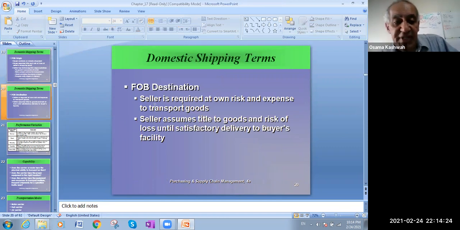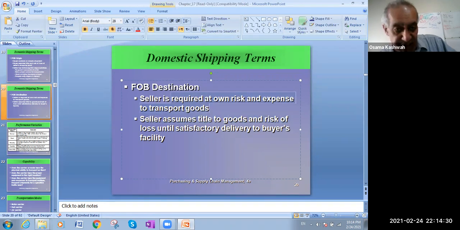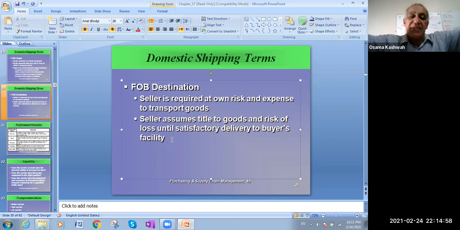Still, we are in FOB destination. The seller is required to own, at their own risk and expense, the transportation of goods. This is another type. The seller assumes title to goods and risk of loss until satisfactory delivery to the buyer's facility. So still here, the responsibility is on the seller, based on the agreement itself. But free on board means that I will put the stock on the shipment carrier for you, then it's yours. I will notify you that I put it there. Who will carry the responsibility of risk is based on the type of the contract.